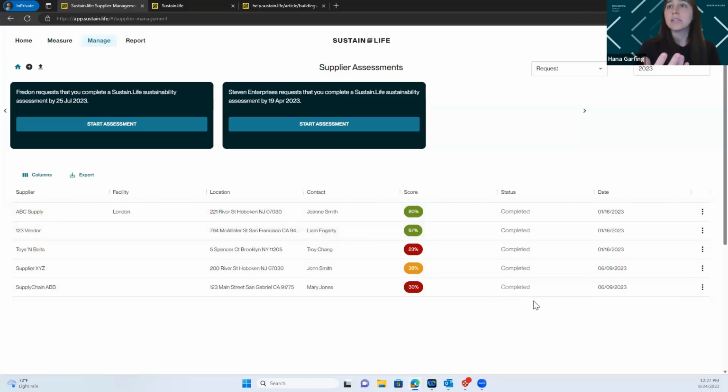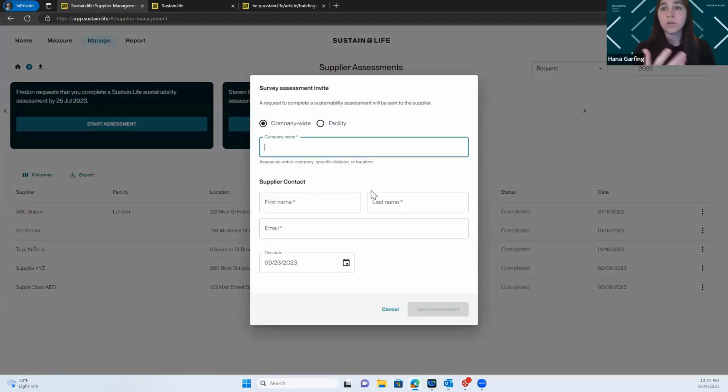The way that you can actually add suppliers to this is either one-off manually in case you only have a few and you want to do this one at a time just to do some checks, or you can do it as a bulk upload.